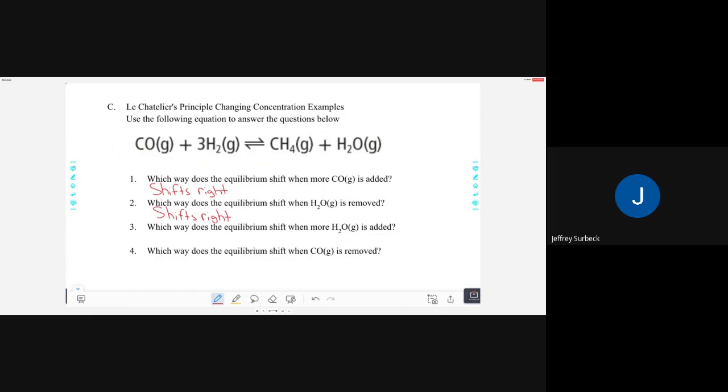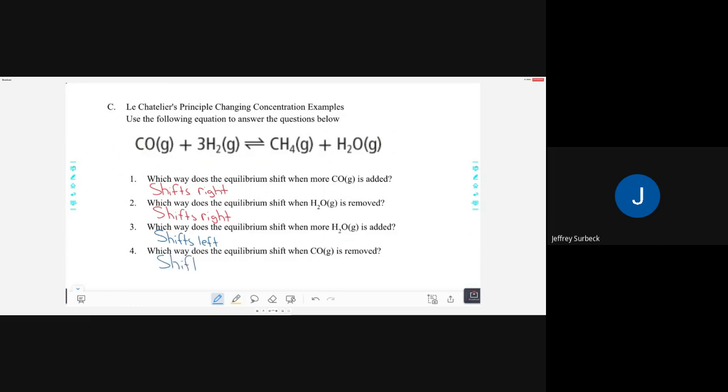Now, just the opposite here. We add more H2O. It's on the right. Adding shifts it to the opposite side, which is to the left. So we say this shifts left. And then our last one here, number 4, we go back to carbon monoxide on the left, and we're taking it away. So it stays, but we say shifts which way? Left. Yeah, shifting left because it's on the left-hand side. We're taking it away, so it shifts to that same side in which it's located.